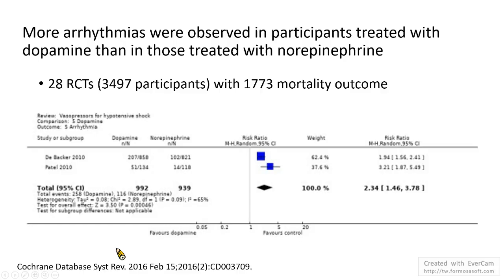So for the arrhythmias, here are just a few comparisons. There is a lot of accumulated evidence around the risk of dopamine. Here is just to demonstrate to you that dopamine compared to norepinephrine had a pretty high, actually more than 2 times, risk of leading to the mortality outcome.